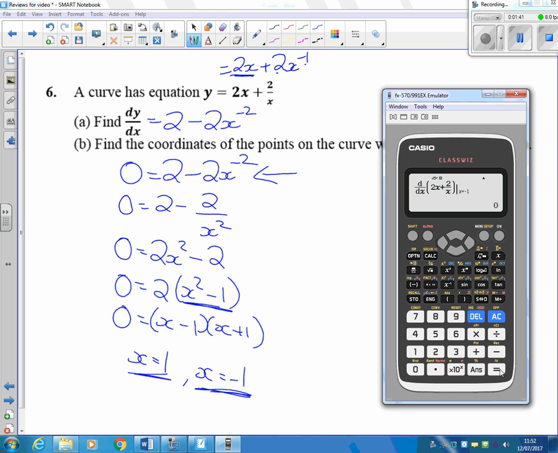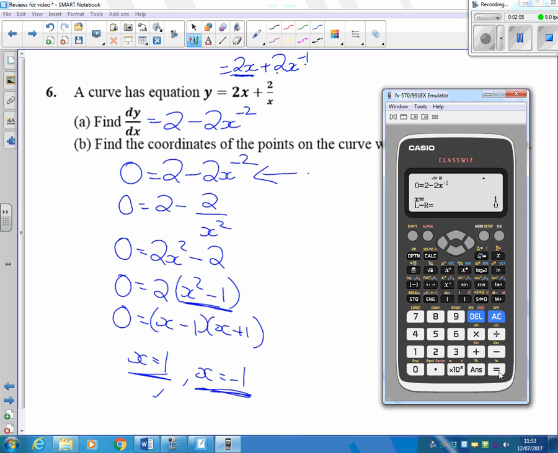If at that point there you were struggling to solve that equation, remember you could have used your equation solver. 0 equals 2 minus 2x to the power of minus 2. Tapping that in as I've seen it there, choosing Shift Solve and taking a first guess at the answer there, and it's given me that the answer there was x equals 1.